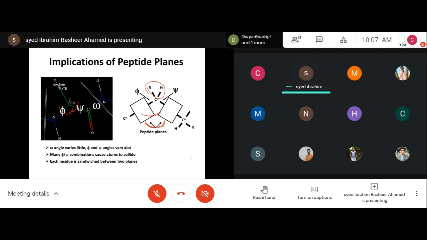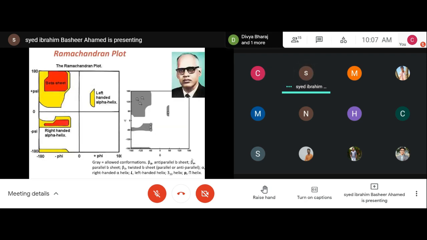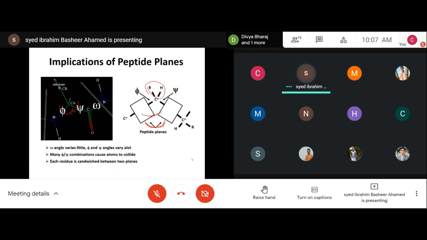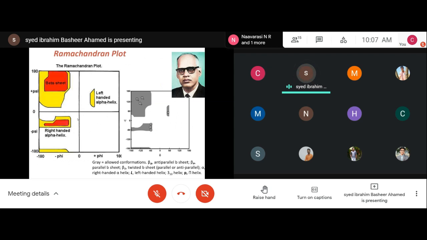That is why you are getting different kinds of three-dimensional structure. I can have a different phi angle and a different psi angle, which makes a different three-dimensional structure. So what are the possible phi and psi angles when I make a polypeptide chain? That is described by the Ramachandran plot.